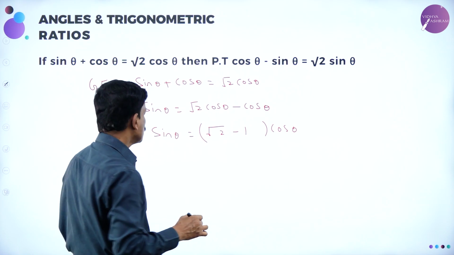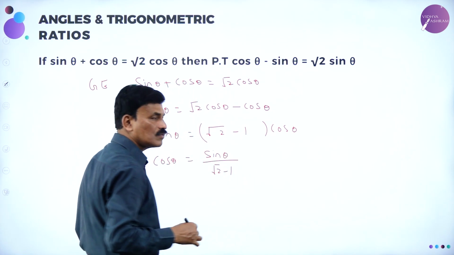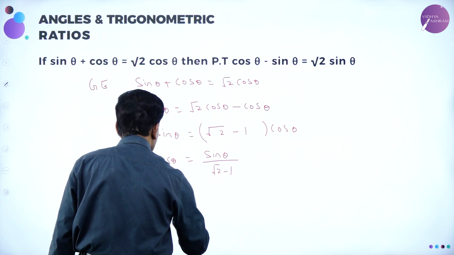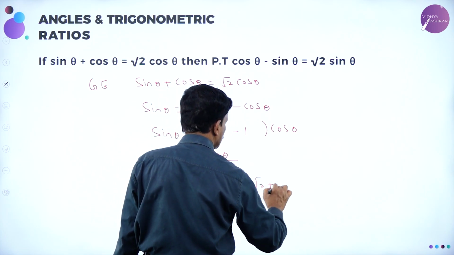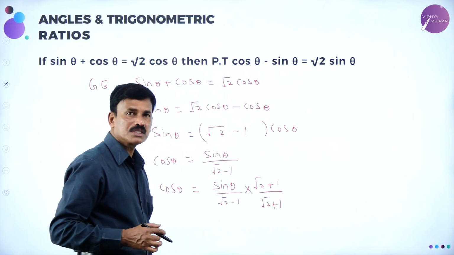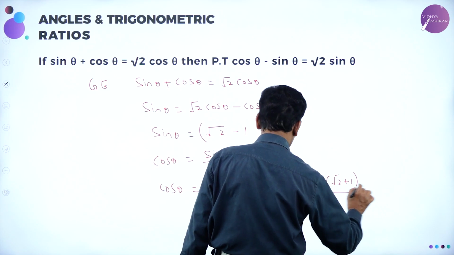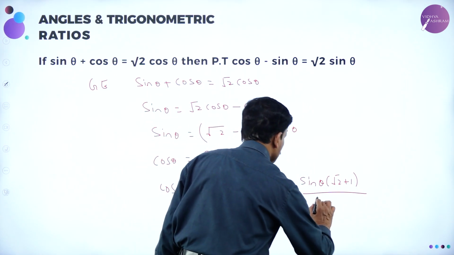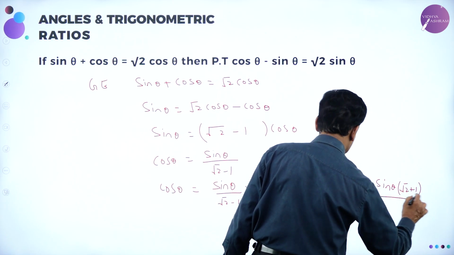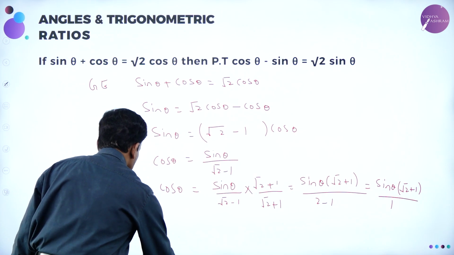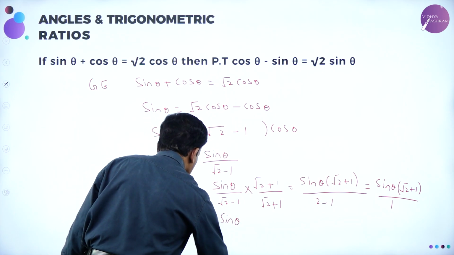So root 2 minus 1 into cos theta, or only cos theta can also be written as sin theta divided by root 2 minus 1. Now rationalize this. Rationalizing the denominator, multiply both numerator and denominator by root 2 plus 1 divided by root 2 plus 1. So this can be written as sin theta into root 2 plus 1 divided by root 2 into root 2 is root 2 whole square, that's equal to 2, 2 minus 1. So this is equal to sin theta into root 2 plus 1 divided by 1. So therefore, cos theta is equal to root 2 plus 1 into sin theta. This is the first part.